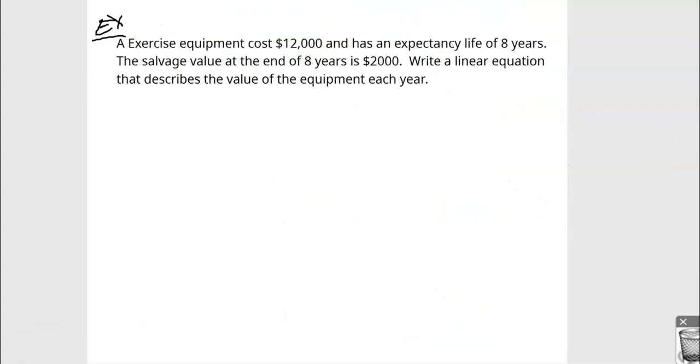All right, so let's look at a word problem. An exercise equipment costs $12,000 and has an expected life of 8 years. The salvage value at the end of the 8 years is $2,000. So write a linear equation that describes the value of the equipment. Well, notice, if we did an XY chart, what we're going to do is time and value.